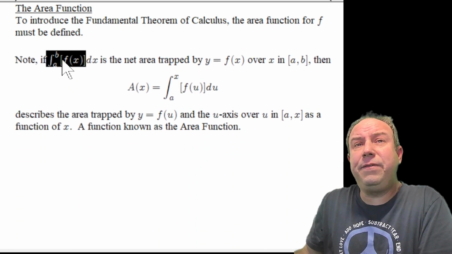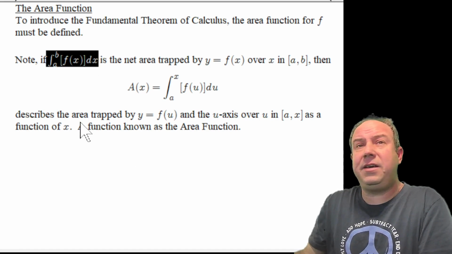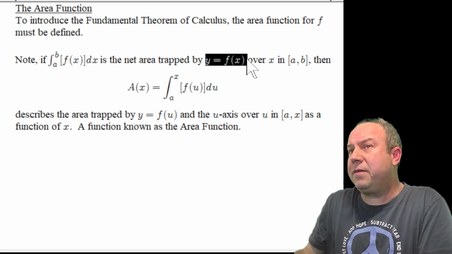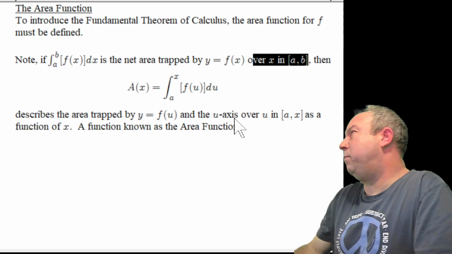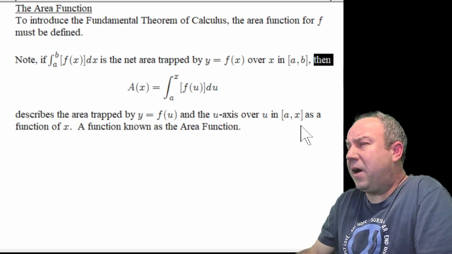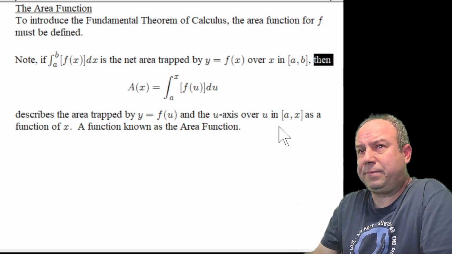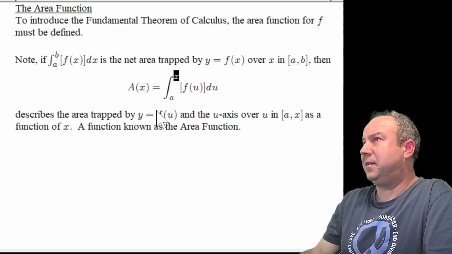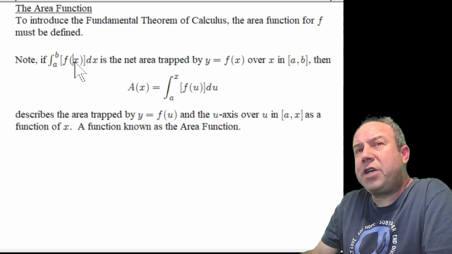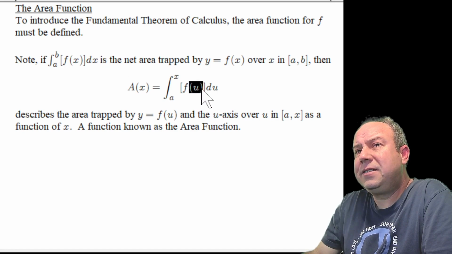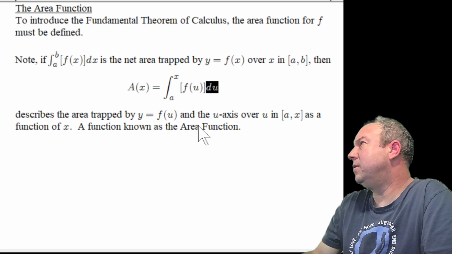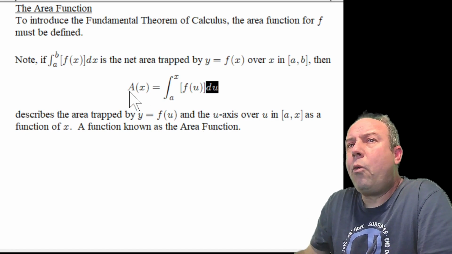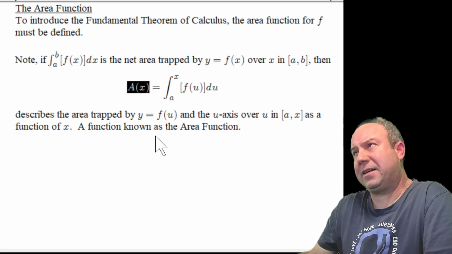If this statement here, the definite integral from a to b of f of x dx, is the net area trapped by the function f of x over values of x in the interval from a to b, then if I play around with the variables a little bit in that statement, what I'm going to do is change the b into x, and I'm going to change the x into u, and what that does is it gives me what's going to produce a function of x.